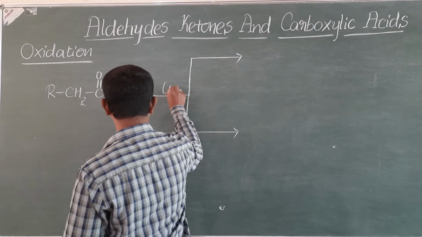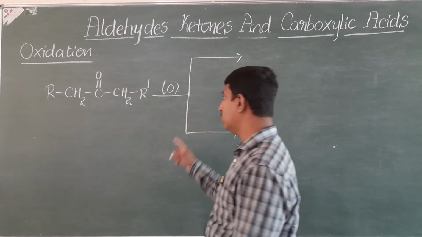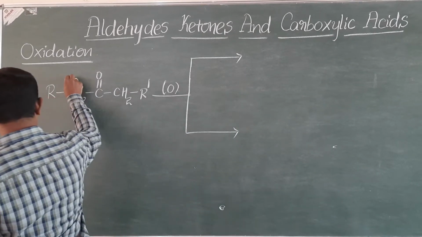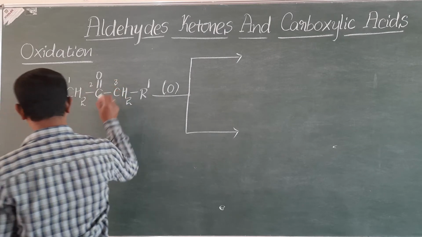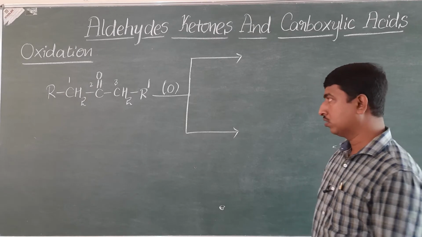So, oxidation is taking place here. Okay, I'll number these carbon atoms. This is carbon number 1, the second one, and this is the third carbon atom. Totally, we can see 3 carbon atoms.